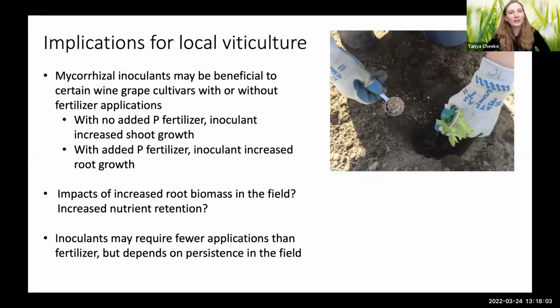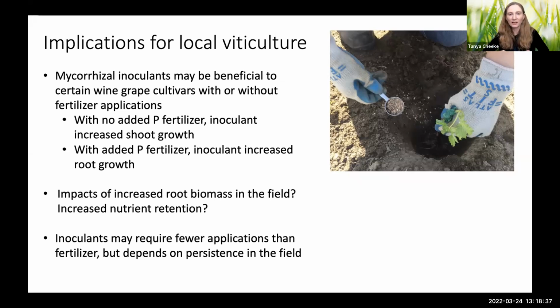So how this is important for local viticulture is that mycorrhizal inoculants may be beneficial to certain cultivars with or without fertilizer applications, but it's important to test that before you apply widely. And the impacts of increased root biomass in the field, maybe that could be important for nutrient acquisition or nutrient retention.